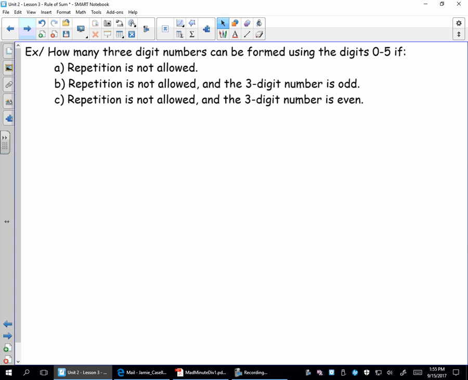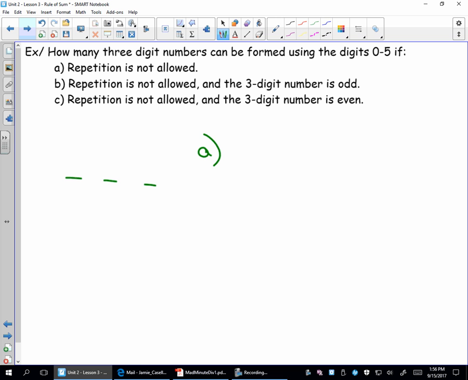Okay, last question. I want to give you guys a chance to practice some stuff in this lesson. So we're making 3-digit numbers using the digits 0 to 5. Repetition is not allowed. So what can we do here? I need a 3-digit number. Now here's a trick to this question.